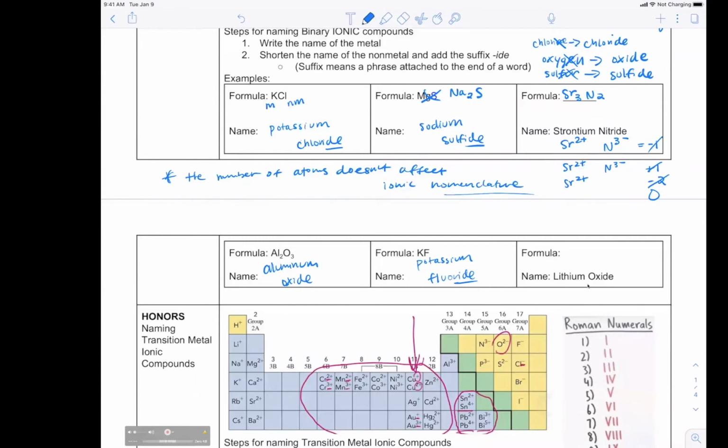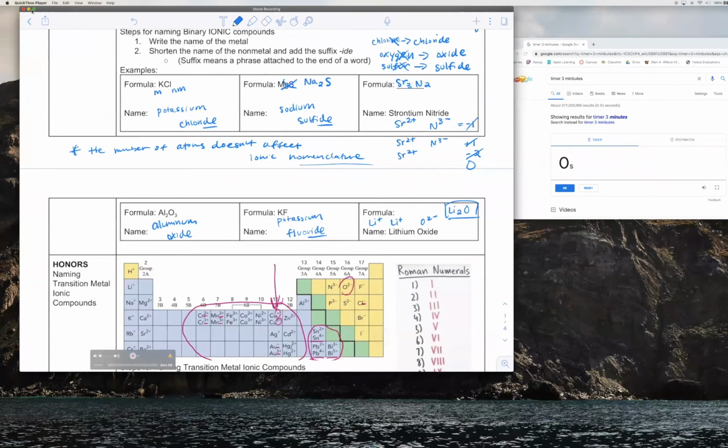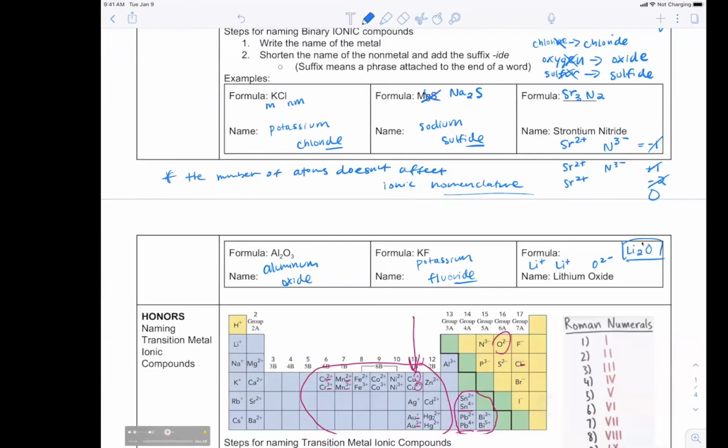And then the last one, this is kind of in reverse. So lithium has a 1+ charge. Oxide has a 2- charge. So we would need another lithium to get it to 0. So the overall formula would be Li2O. Okay, so hopefully that made sense.